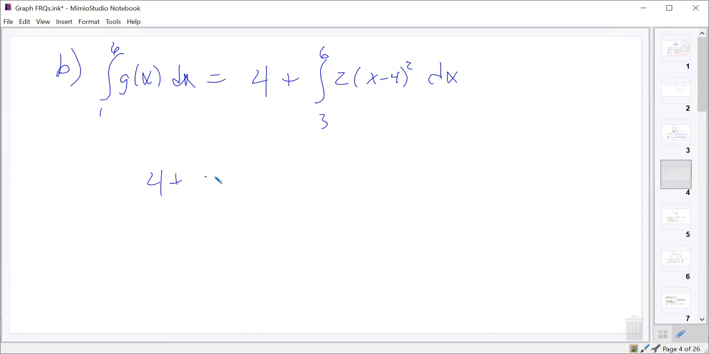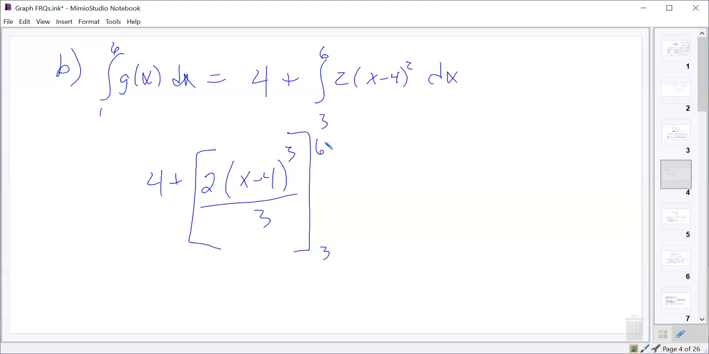4 plus 2 times (x minus 4) cubed over 3. We'll evaluate that from 3 to 6. We got 4 plus, 6 minus 4 is 2, 2 cubed is 8, 16 thirds. And then minus, 3 minus 4 is -1, -1 cubed is -1, so this is minus a -2 thirds, so really plus 2 thirds. And 18 thirds is 6, plus the 4, that'll be 10.